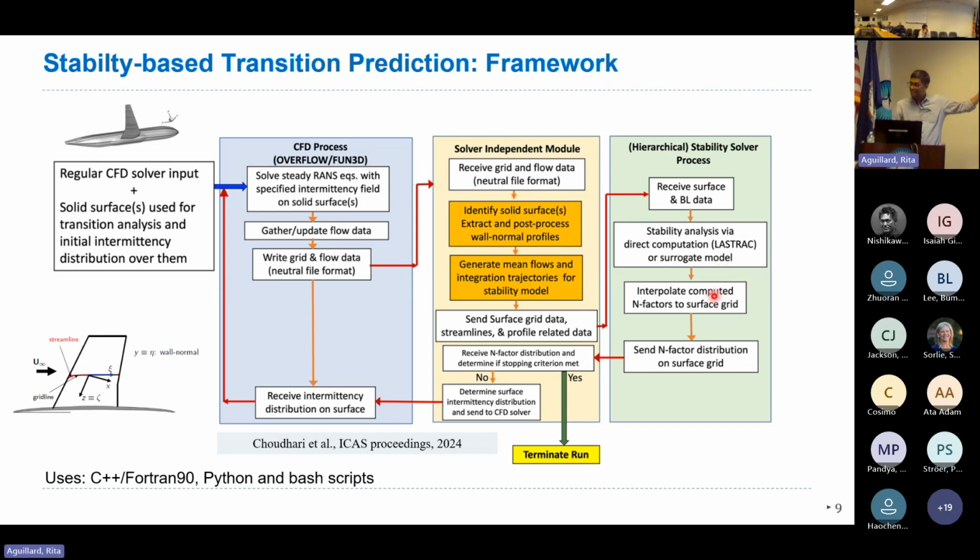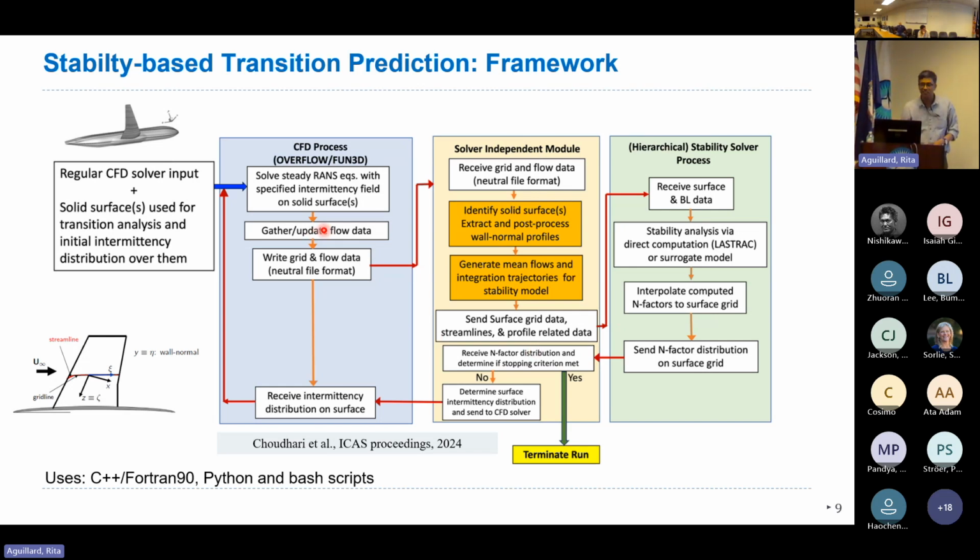And based on either the facility or prior experience, we can say that if the N factor, the exponent, reaches a level of 8 or 9, that is when transition would happen. That comes from the calibration you do with the test facility or prior experiments. Then you would interpolate the computed N factor onto the surface grid and send the N factor distribution on the surface grid back to the solver independent module. That will receive the N factor and check whether the location where that N factor was achieved has changed from the previous iteration. If it has changed significantly, then it thinks we need to iterate on this solution. So it'll say we have not yet met the convergence criteria. So it'll send back the N factor curve, along with a new intermittency, the new intermittency being where the flow is going to switch from 0 to 1 in terms of turbulence production.